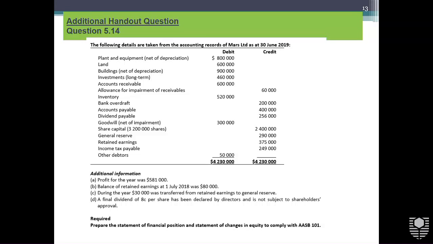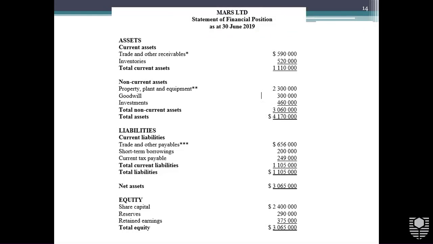As we go through, we're using the words statement of financial position, right? You can use that or balance sheet, it's fine. You can use both terminologies. So as at the 30th of June 2019, let's look at it. Can you see that all right? Do I need to zoom it up a bit bigger?